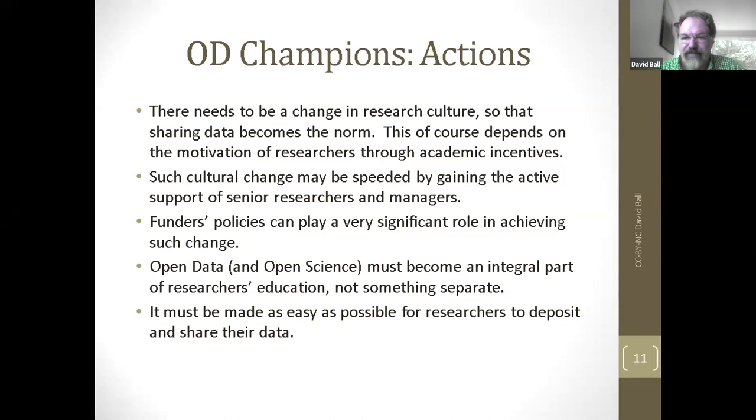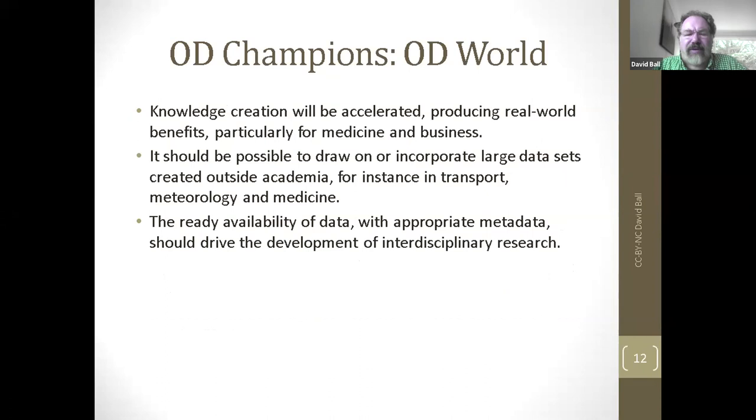The vision of the champions for the future says that knowledge creation will be accelerated, producing real-world benefits, particularly for medicine. And we have seen this in operation very much in the current crisis of the pandemic. It should also be possible to incorporate large data sets, for instance, with meteorology or transport.